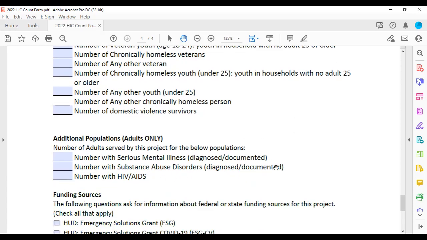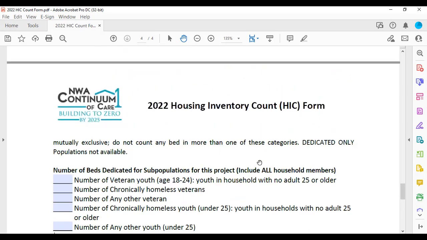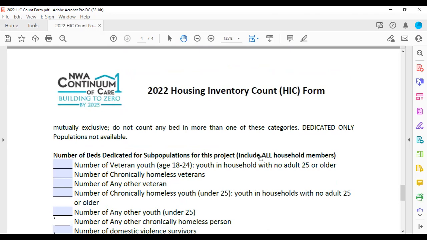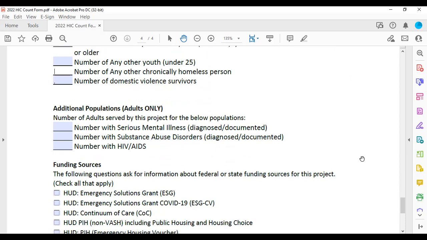And so also HUD asked us for information about additional populations, but in this section, we only want adults. So the number with serious mental illness, and they asked that they be diagnosed and documented to have a serious mental illness. The number of substance abuse disorders that are diagnosed and documented, and the number with HIV or AIDS. And these are adults only. And up here in this particular section, it's include all household members. Any questions about that?